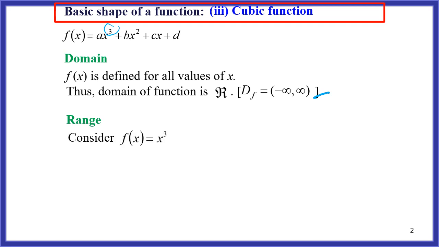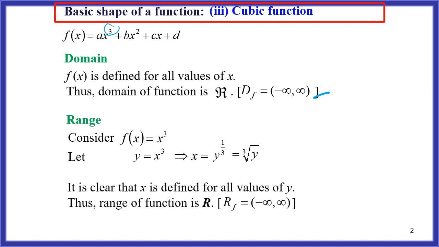So we consider f(x) equal to x cubed, then y equal to x cubed. So if y equal to x cubed, then to find the range, we let x as the subject. So we have x equal to y to the power of 1 over 3. So this value of y can be anything from a real number. So it is clear that x is defined for all values of y. Thus, the range of the function is R, which is the real numbers, where Rf equal to negative infinity to infinity.